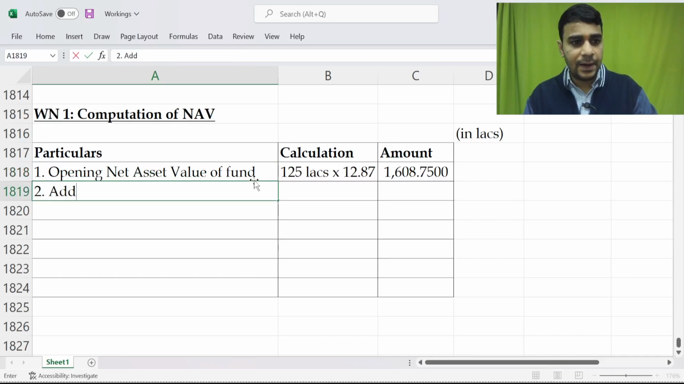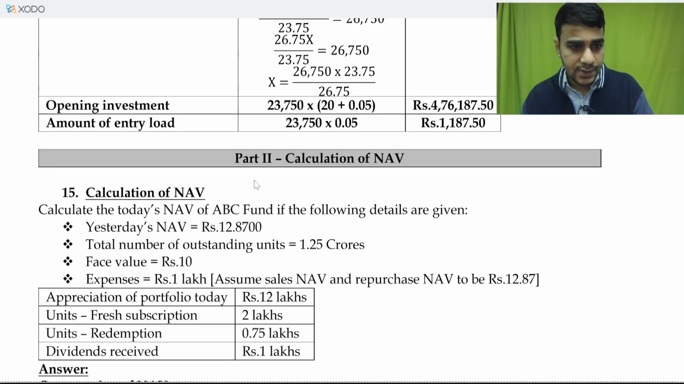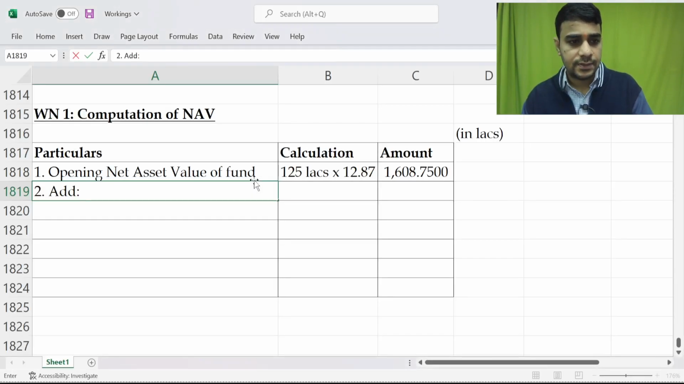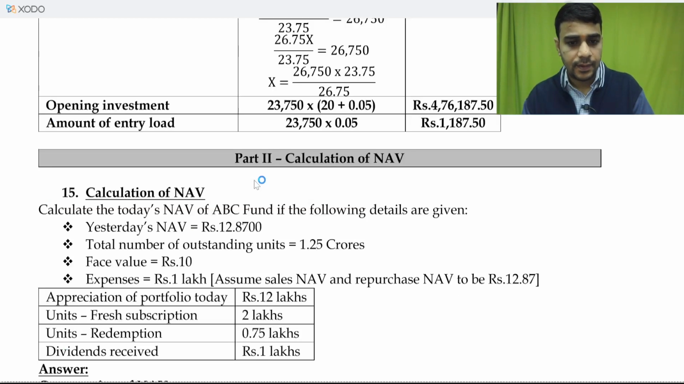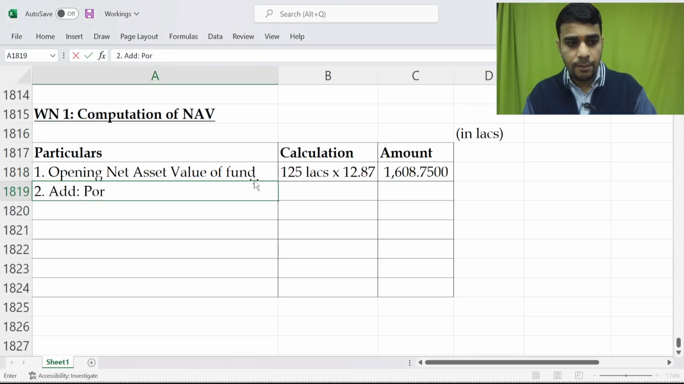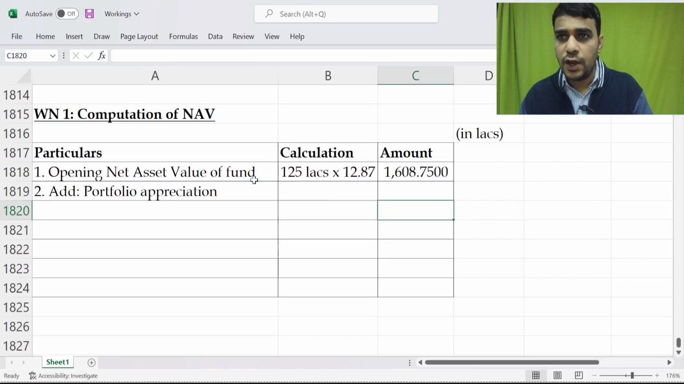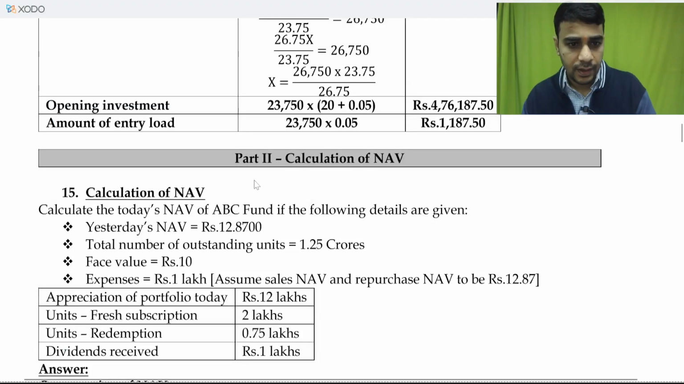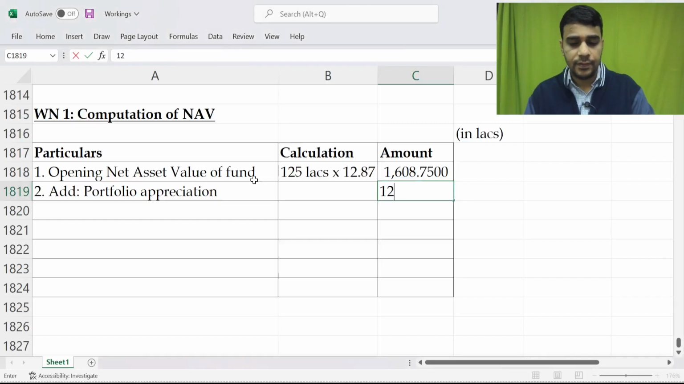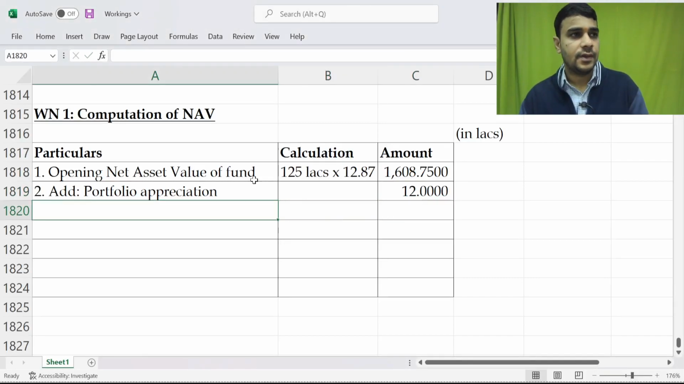There are multiple items which will increase the net worth. Add, what are the items which are going to increase? Portfolio appreciation first. There's a portfolio appreciation which has happened. Portfolio appreciation, 12 lakhs.